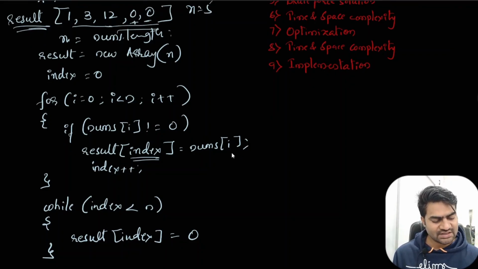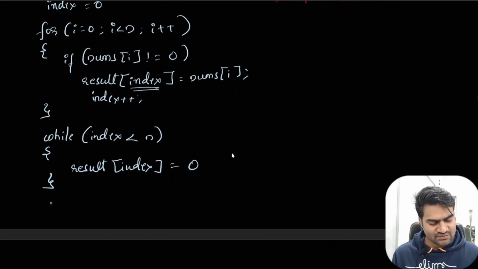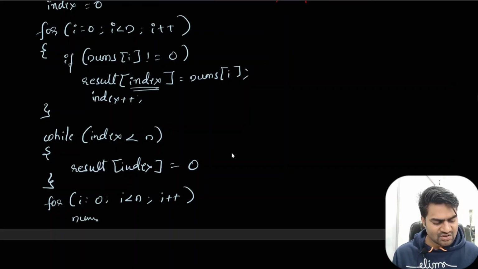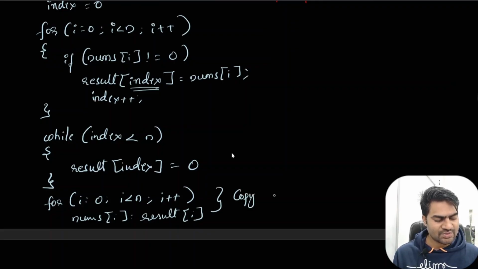Okay. Now after this, you can simply use a for loop for i equal to 0, i less than n, i plus plus. Then you simply say nums of i equal to result of i. This will copy back the elements. Copy elements back to nums array.